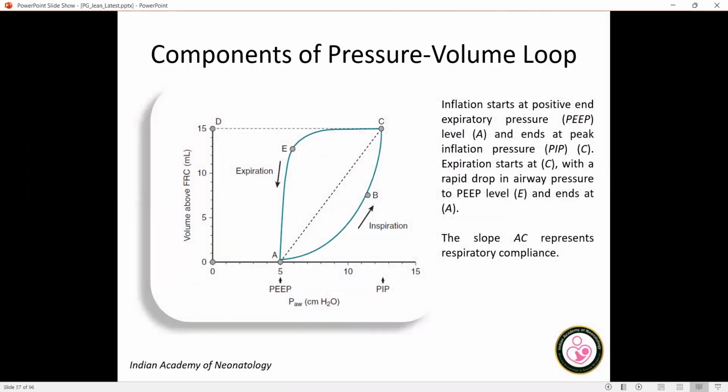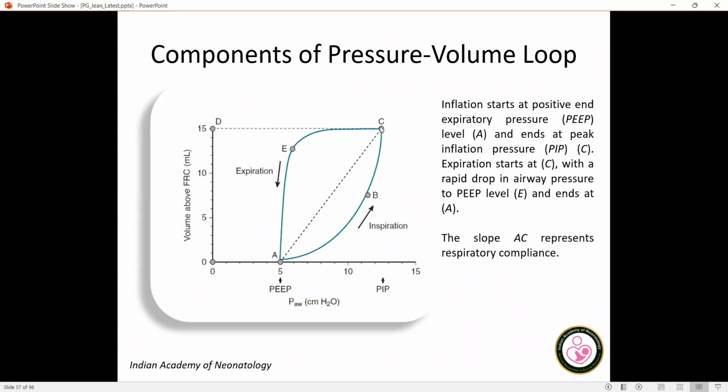Now coming to the pressure volume loop. What is a pressure volume loop? The pressure volume loop displays the relationship of pressure and volume during a single breath. Here we can see pressure is displayed on the x-axis and volume on the y-axis. We can see that the origin of the loop doesn't start at zero, because we already know there will be a baseline pressure, which is PEEP. After that, as inspiration begins, there will be a rise in pressure and subsequently volume.